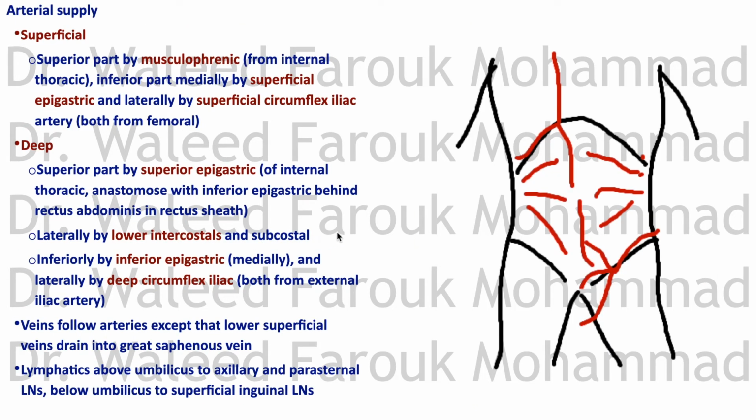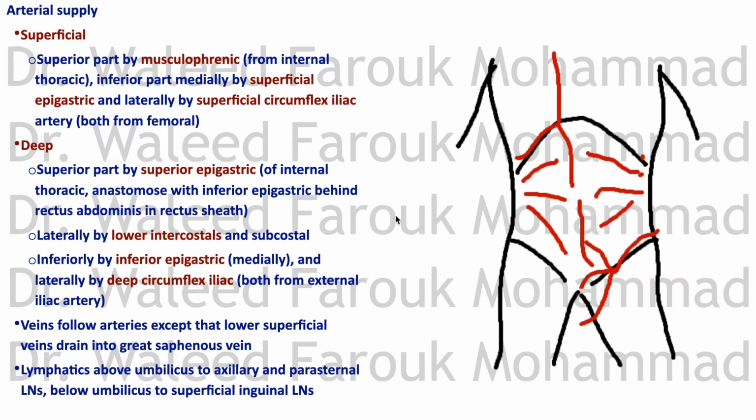So that was the talk about the inguinal canal and how it's formed and the structures passing through it, especially the spermatic cord and how it's formed and layered.